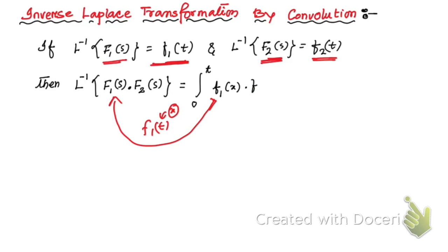Then multiplied by f2 of t, and now replace this t by t minus x, then dx. So that is the convolution theorem. Now, to understand it better, let us take an example. Let me go to the next page, and I'm going to show how to solve a problem using this theorem.